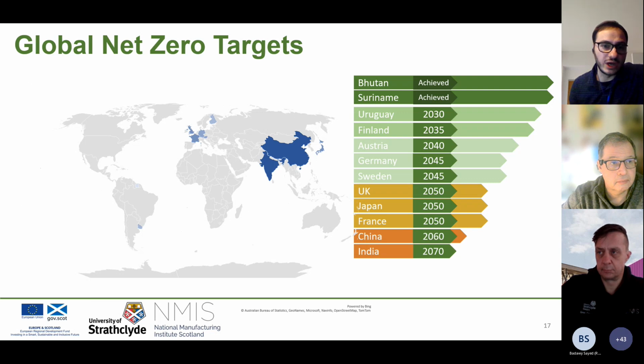And then we go to Uruguay with a goal of 2030, Finland 2035, which is of course helped with geothermal electricity. Then we have Austria 2040, Germany, Sweden, and Scotland 2045. The rest of the world, I would say, is mostly 2050 as the goal for net zero. And then we have China 2060, India 2070. And I believe the last one is Singapore, which is not on the map, at 2100.